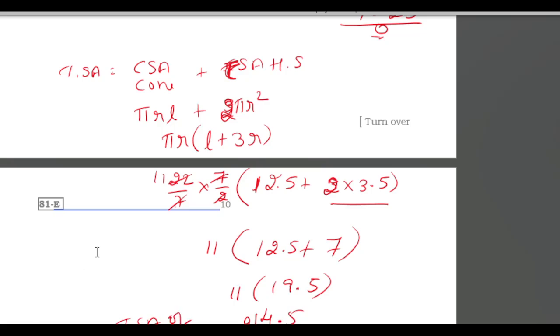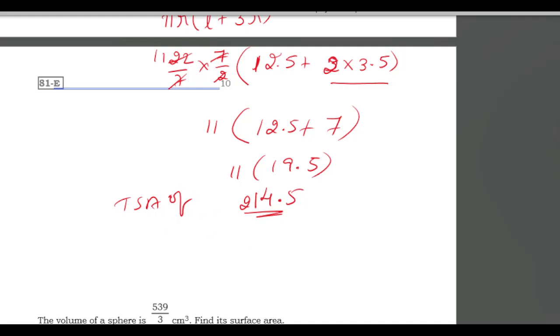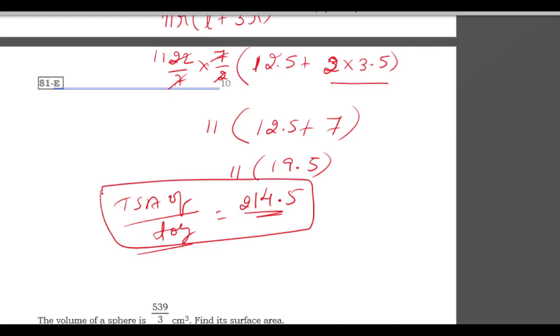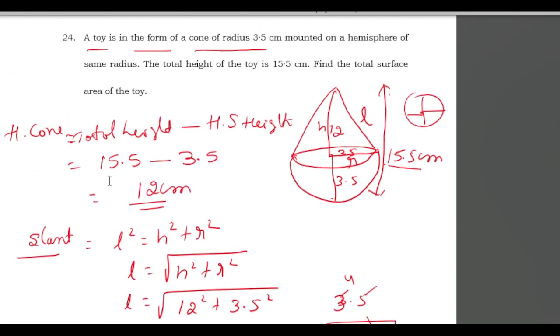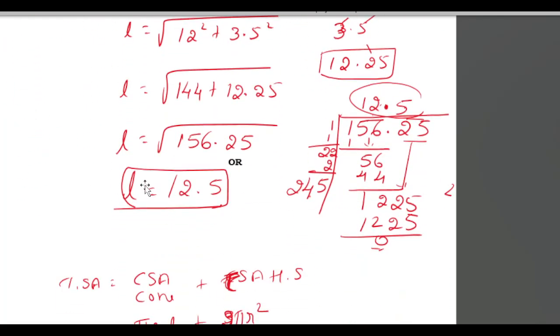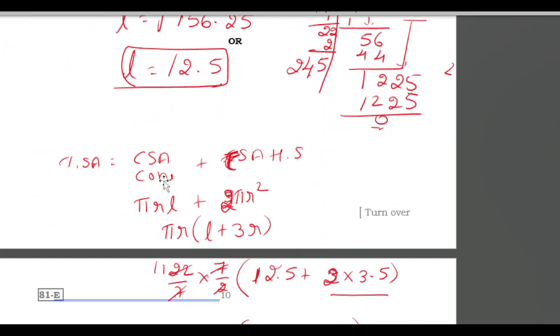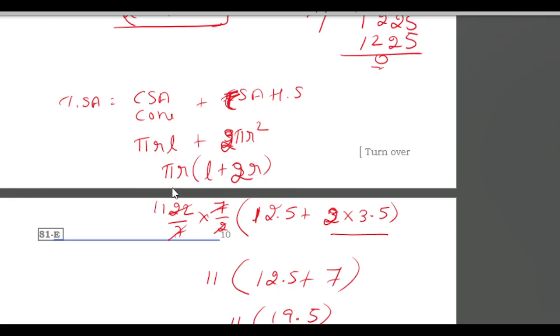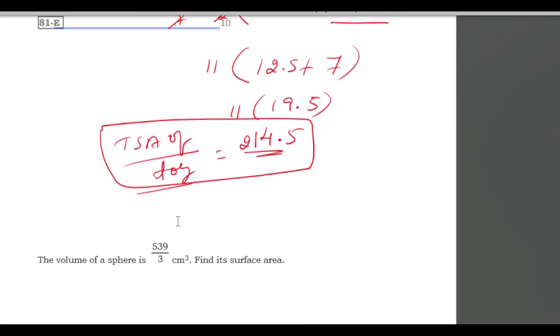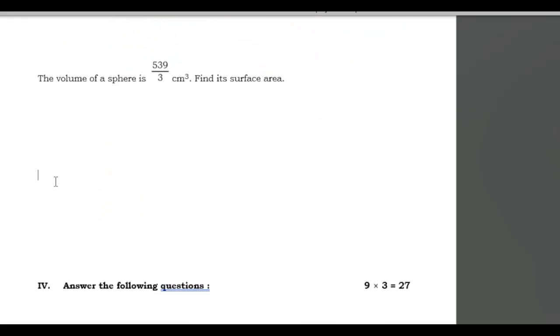Total surface area of the toy is 214.5. I think you understand this problem. First we identify the height of the cone, then the slant height. Then we identify the total surface area, that is CSA of the cone plus CSA of the hemisphere: pi r L and 2 pi r square. Then we take common pi r, simplify, and get 214.5. So next, volume of a hemisphere.